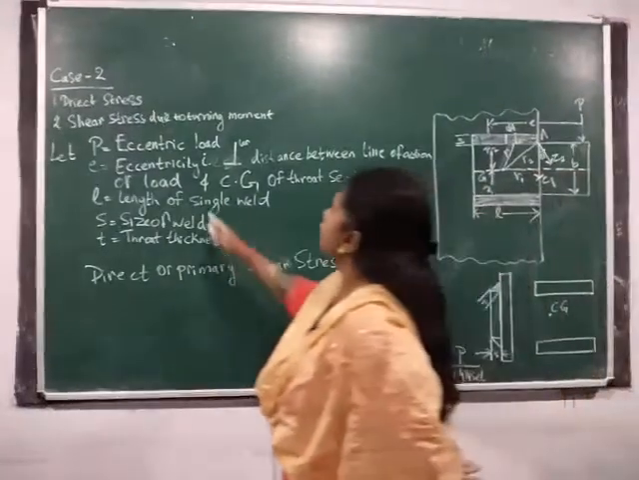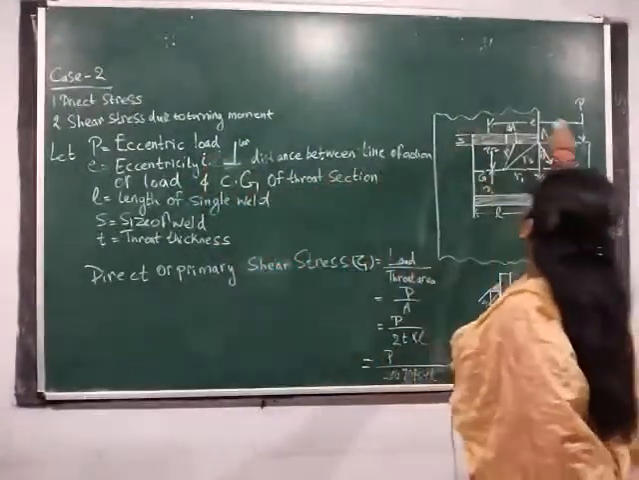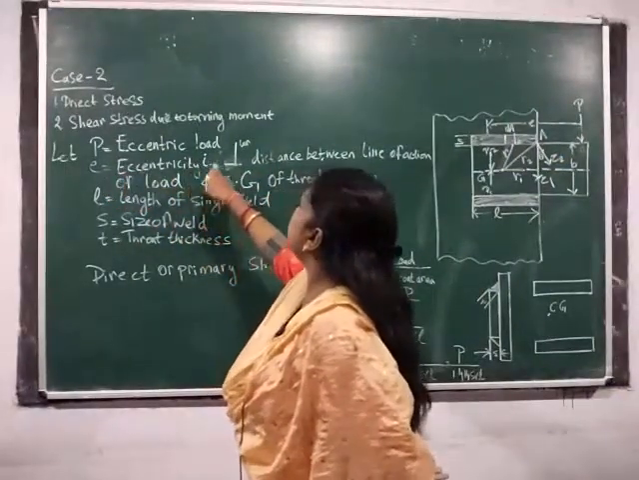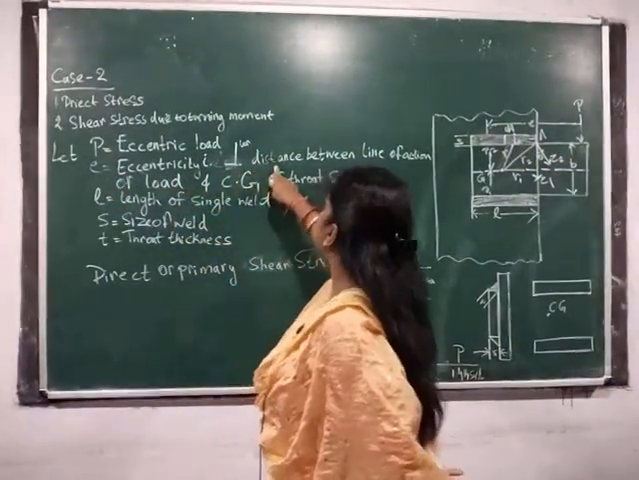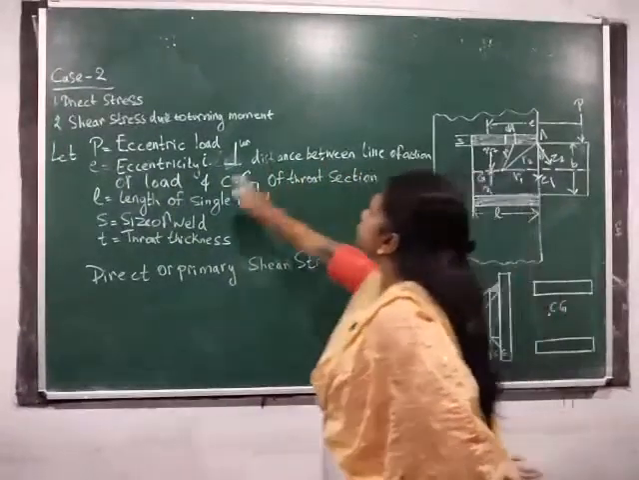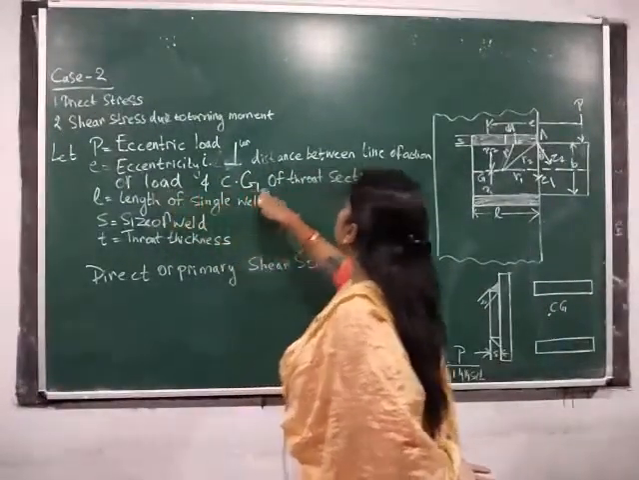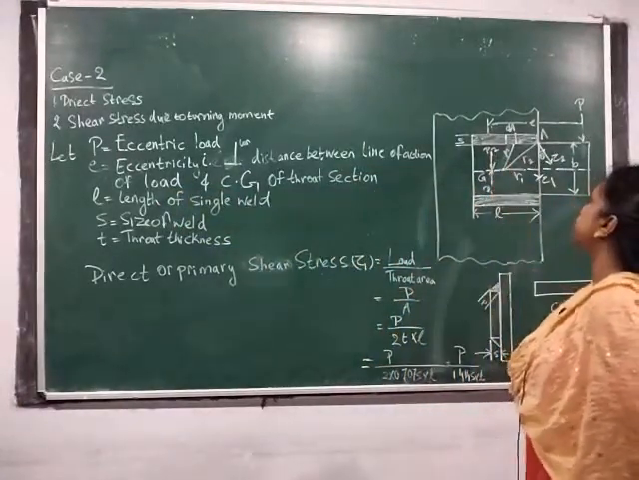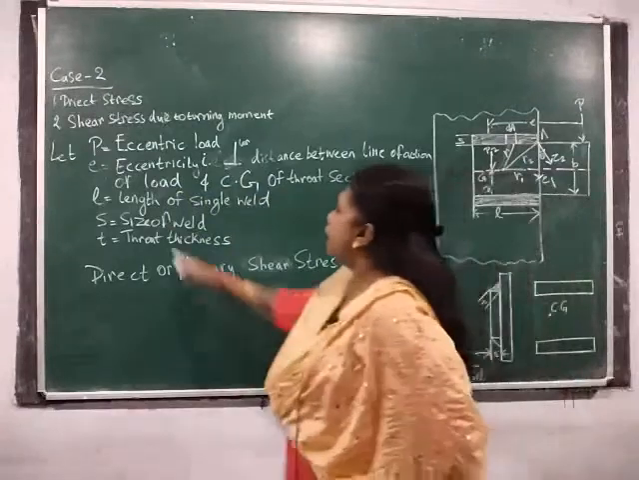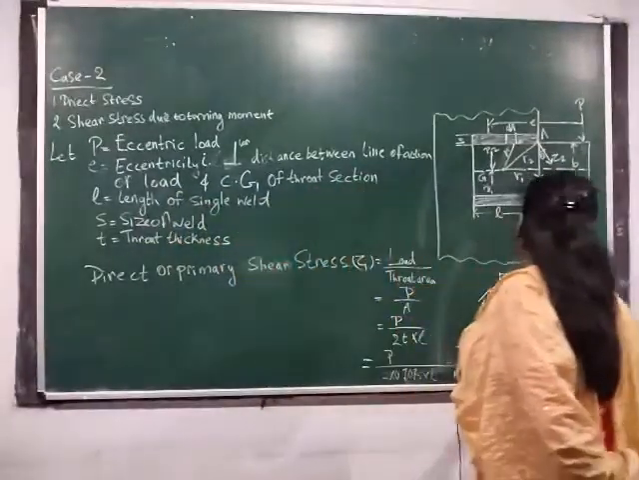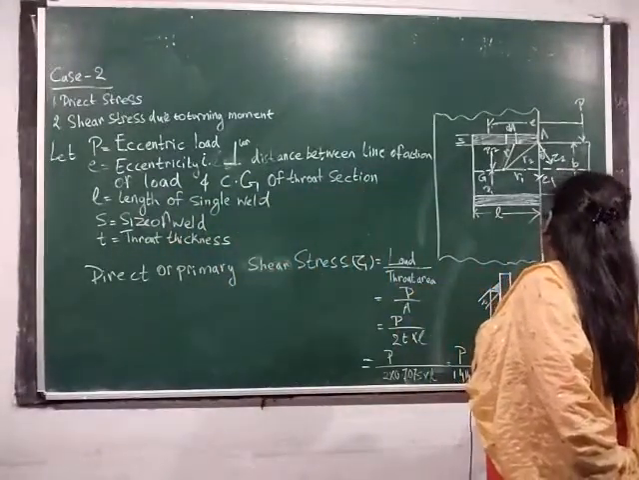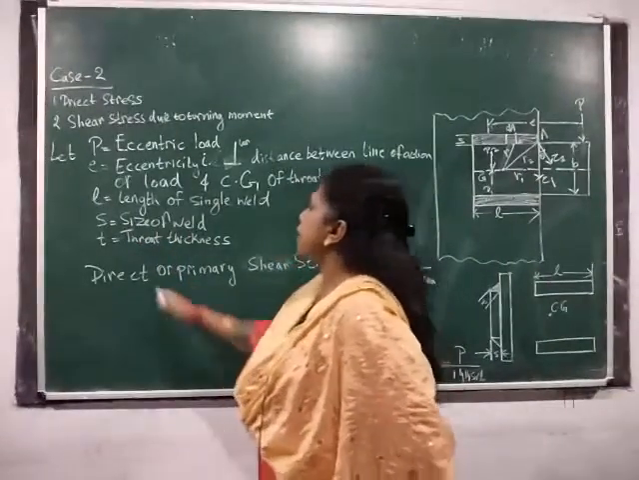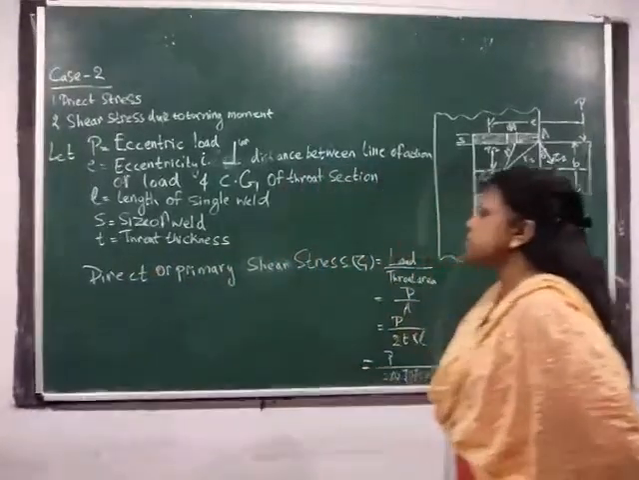Next, let P be the eccentric load. So P here is the eccentric load. E is the eccentricity, that is the perpendicular distance between the line of action of load and the center of gravity of throat section. Next, L is the length of single weld. So L is the length of your single weld. Next, S is the size of weld and T is your throat thickness.